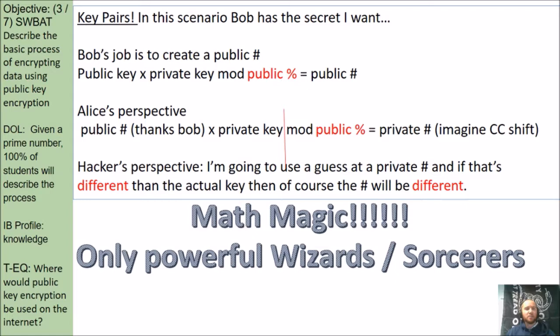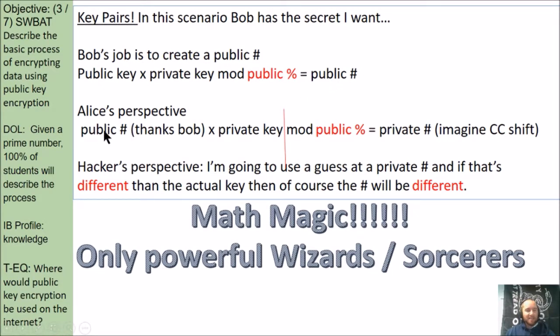You're about to see 2 people using something called key pairs. In this scenario, pretend a guy named Bob has a secret. So Bob's job is to create some sort of public number. He's going to do that by taking a public key, so everyone knows this number, and he's going to times it by a private key that he doesn't tell anyone about. Then he'll do modulo using a public modulo number, okay? And that will give him this public number that he can pass to Alice.